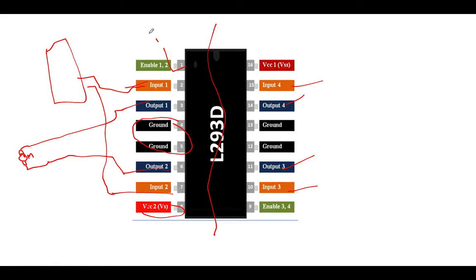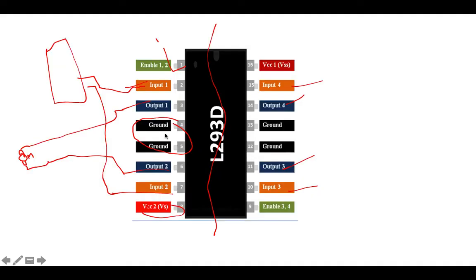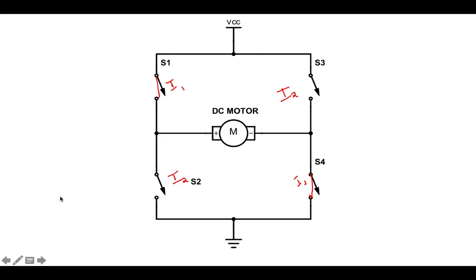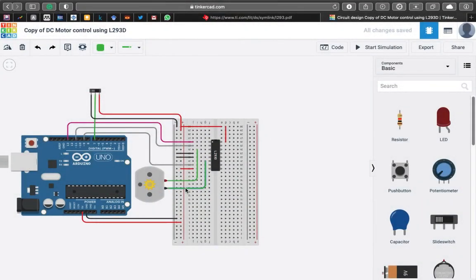Those 2 controls are given here, input 1 and input 2. Input 1 will control S1 and S4, and input 2 will control S3 and S2, so that output 1 and output 2 are connected here. This is output 1 of that IC, and this is output 2 of the IC. So in that way we get the output.